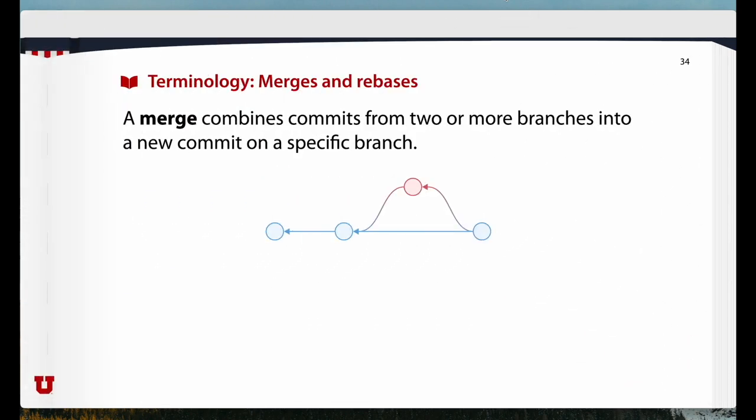As I mentioned, you can combine branches, so take two branches back into one or more than two branches, and this is what's called a merge. So a merge combines commits from two or more branches into a new commit, and that commit is on a specific branch.